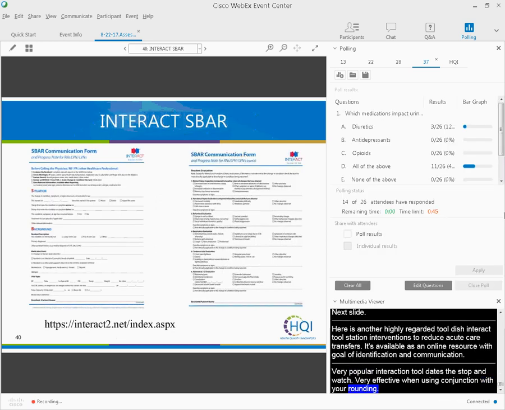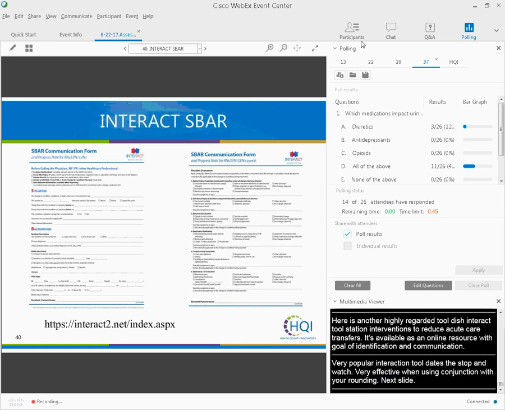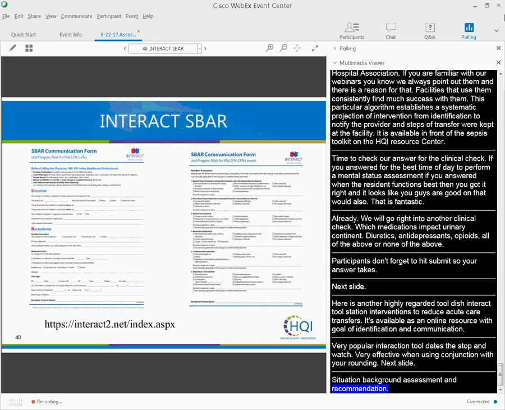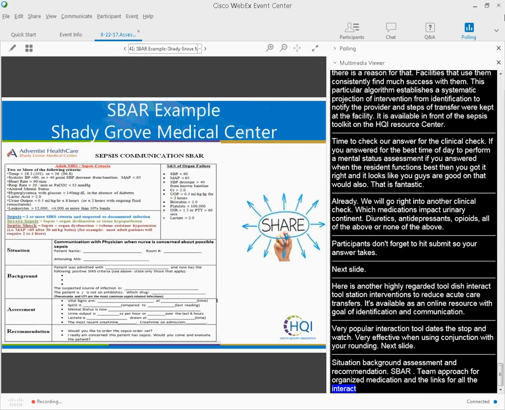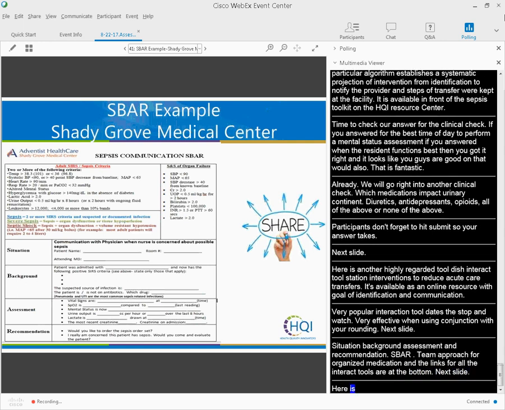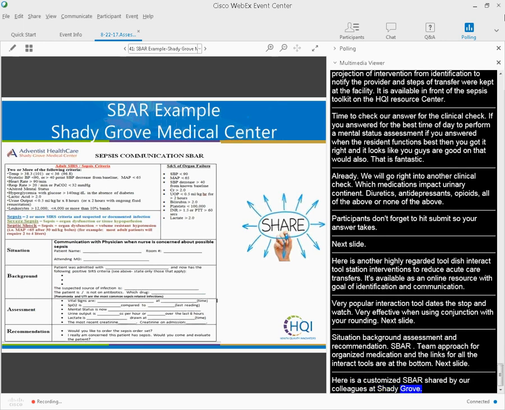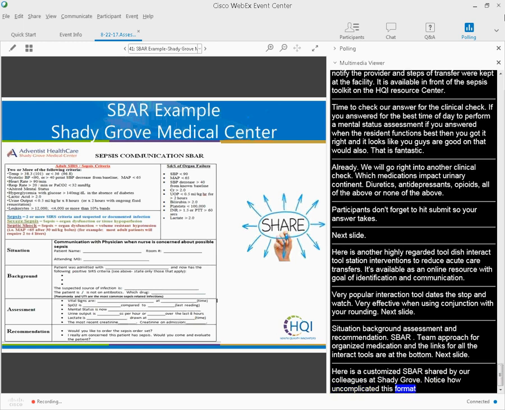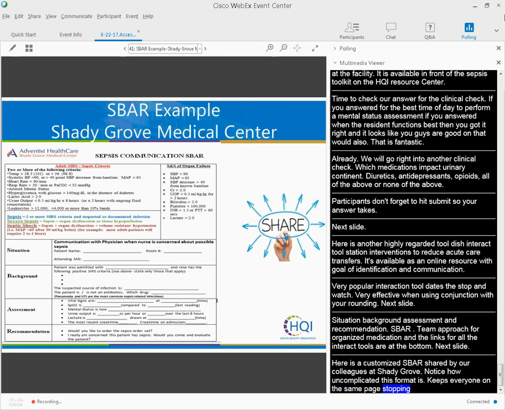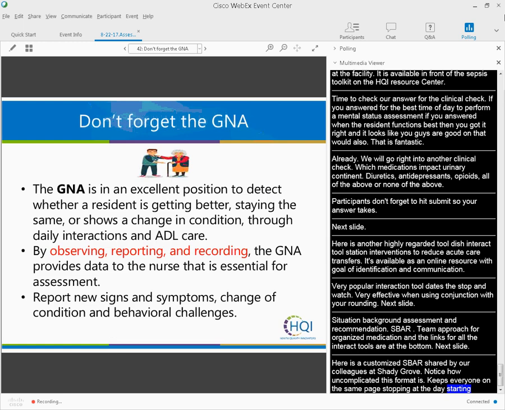The SBAR stands for Situation, Background, Assessment, and Recommendation. Goes hand in hand with the team steps approach to organized communication, and the link for all the Interact tools are at the bottom. Next slide, please. Here's a customized SBAR shared by our colleagues at Shady Grove. Note how methodical and uncomplicated this format is. Keeps everyone on the same page. Starts at the top of the form with sepsis criteria, and then circles down to communication that you'll want to give the physician using objective data. Next slide, please.